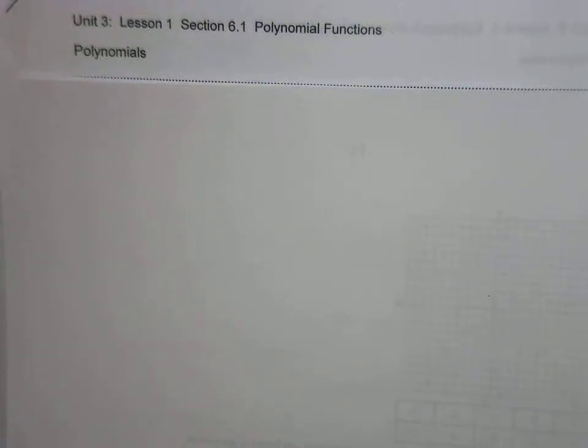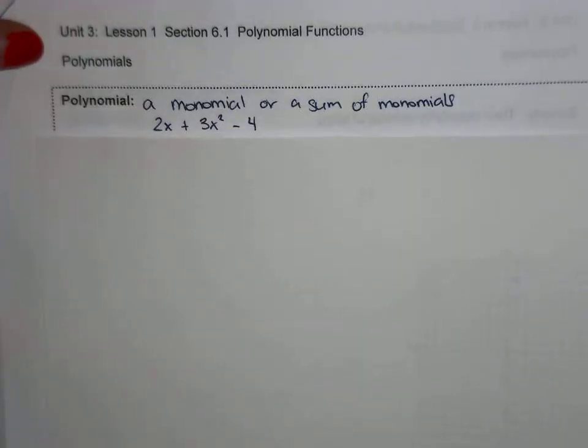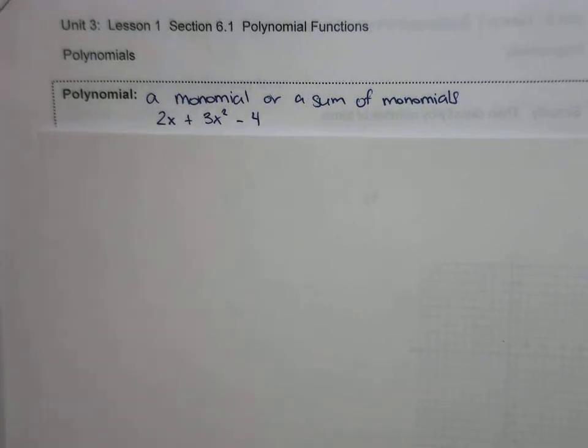Looking at and working with polynomial functions. So let's start by looking at our vocabulary. A polynomial is a monomial or a sum of monomials. And we can use the example 2x plus 3x squared minus 4.